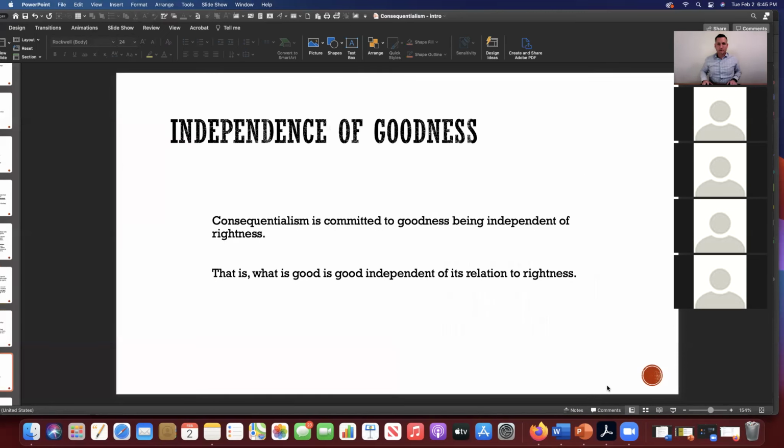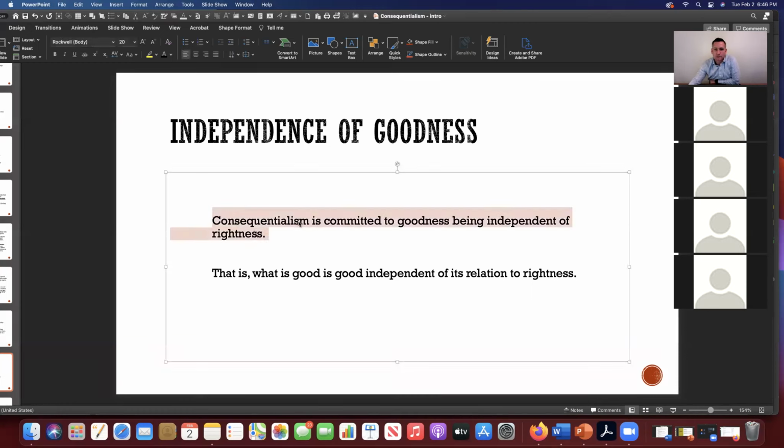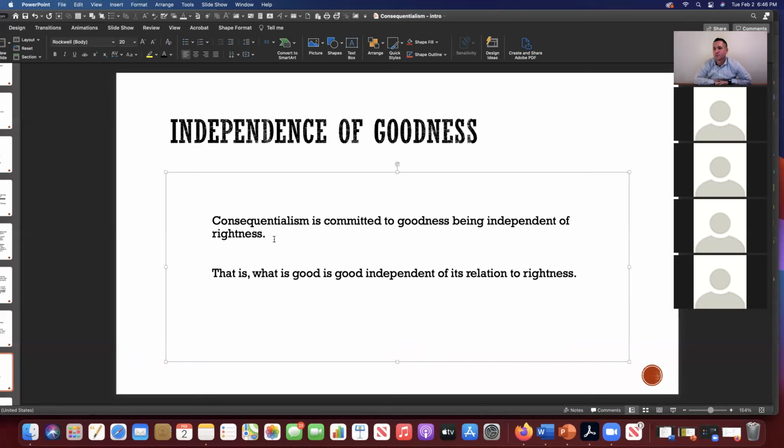Okay, so we talked about this one. Now let's talk about the independence of goodness. So we've got agent neutrality, two different kinds. One kind related to good outcomes or just outcomes generally, the other kind related to action, right action. And now we have the independence of goodness, the independence of goodness relative to rightness. So consequentialism is committed to goodness being independent of rightness, theoretically or logically independent of rightness.